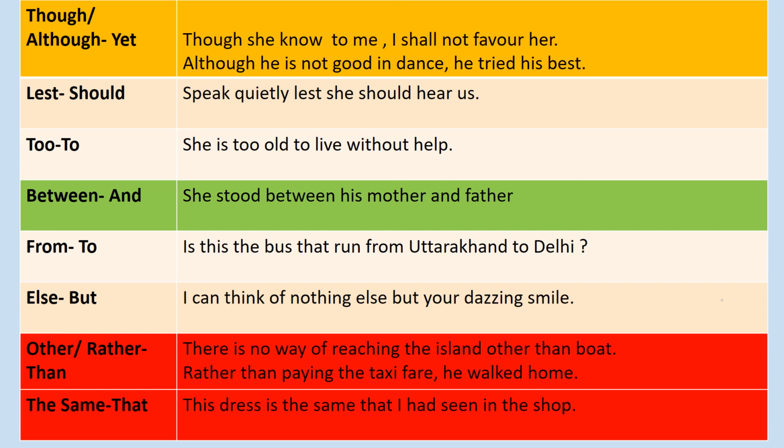Too and to, the spelling is different: T-O-O and T-O. She is too old to live without help. Between and: she stood between his mother and father. From to: is this the bus that runs from Uttarakhand to Delhi? Else but: I can think of nothing else but your dazzling smile.